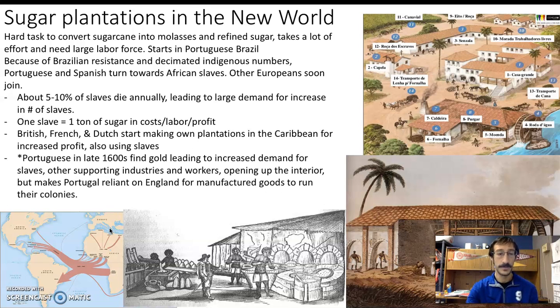All right, so the British, French, and Dutch will begin to make their own plantations in the Caribbean for increased profits, also using slaves, because again, they're not able to convince people to do manual labor like this. The Portuguese in the late 1600s would then find gold, predominantly in the interior parts of Brazil. That again increases the demand for slaves, and then support for other industries. Much like we said, if you're going to start up a mining town or a mining camp, you're going to need people that produce food, clothing, medical care, other types of investment, things like that.